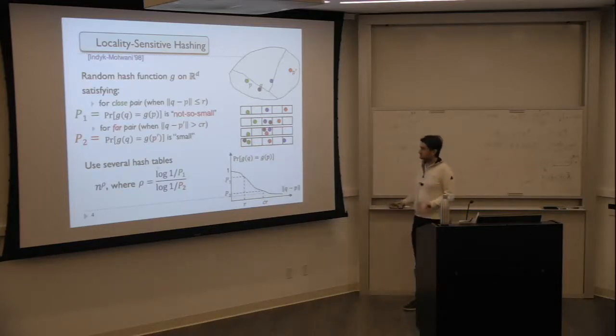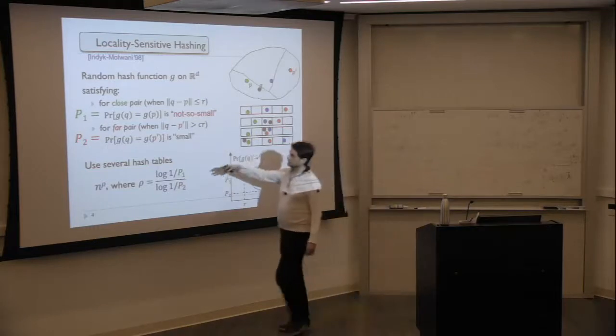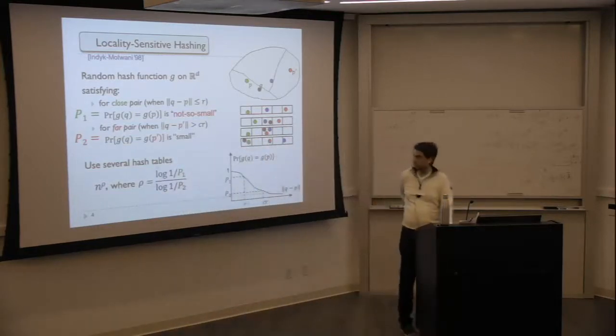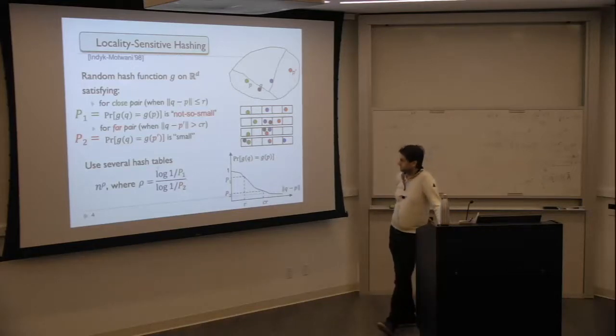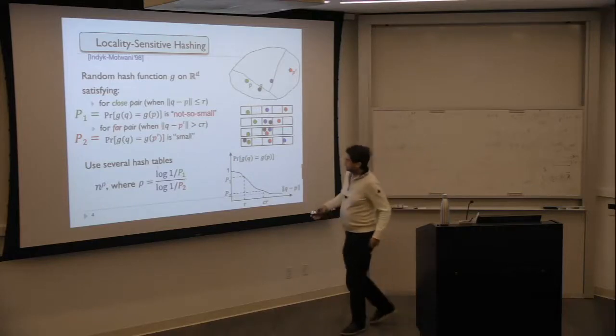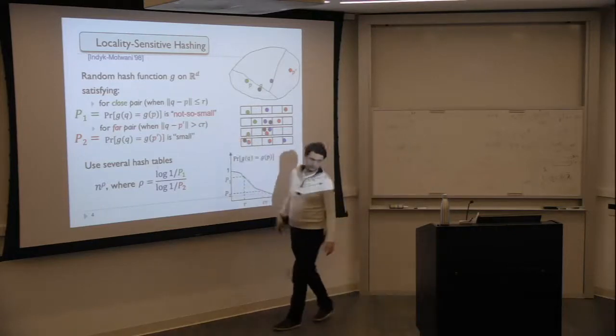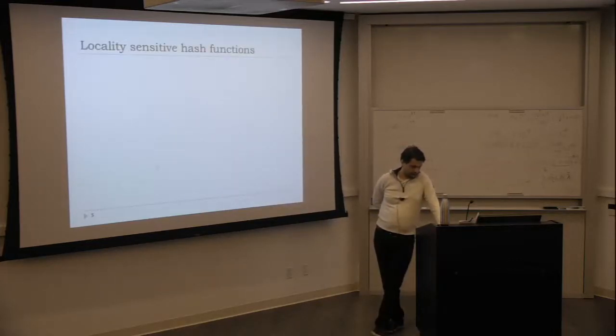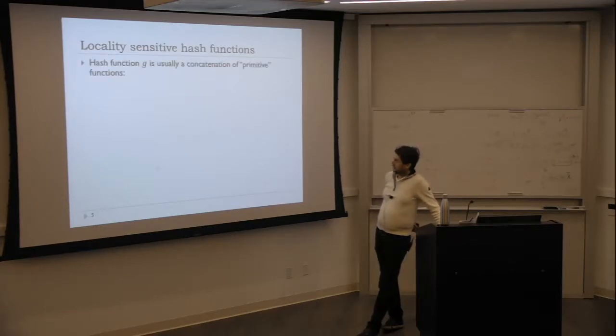Okay, so I pretty much told you the algorithm for solving near neighbor search, except for this function g. How do we pick this random hash function? And do there exist hash functions which give non-trivial gaps between these probabilities P1 and P2? Indeed they exist. I wouldn't be mentioning this if they didn't. And I'll give you an example.